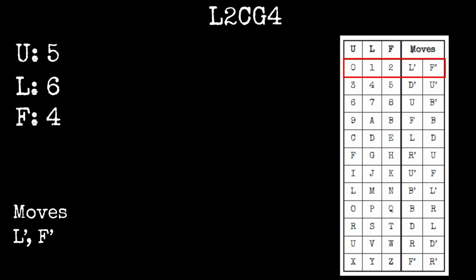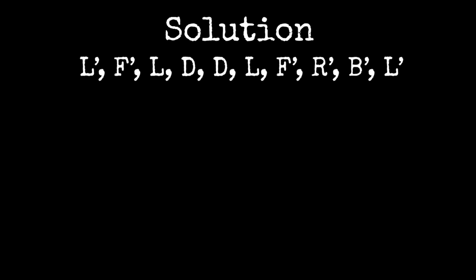L gives us L' and F'. 2 gives us L and D. C gives us D and L. G gives us F' and R'. 4 gives us B' and L. This gives us L', F', L, D, D, L, F', B', and L'.